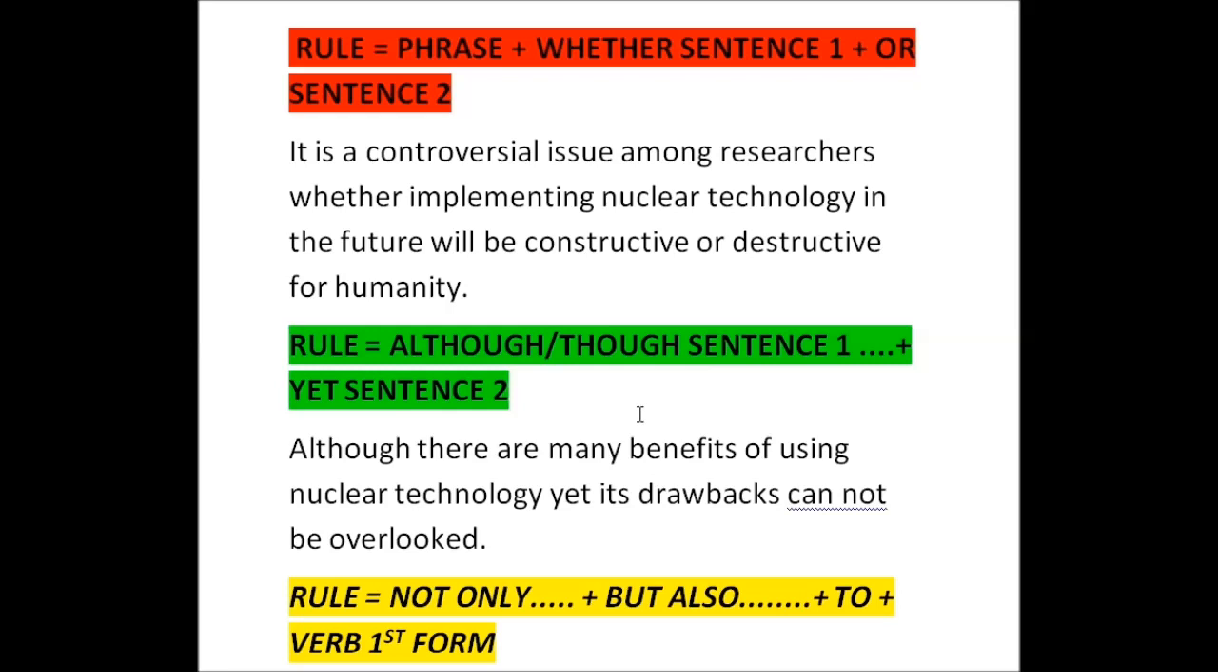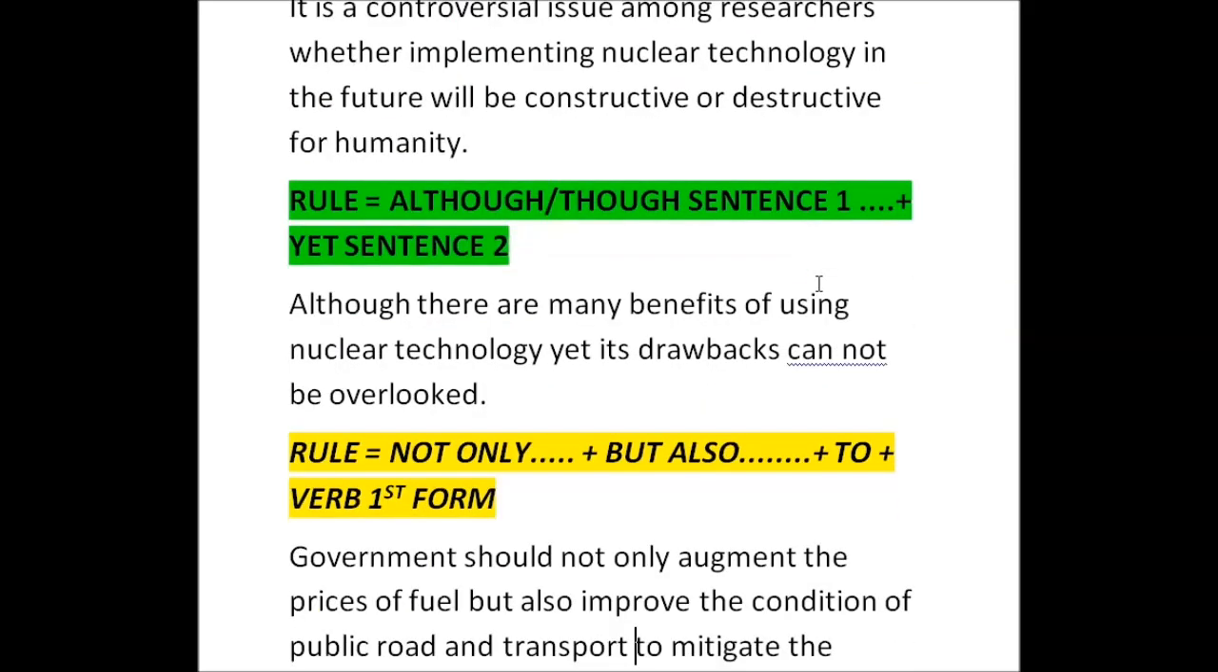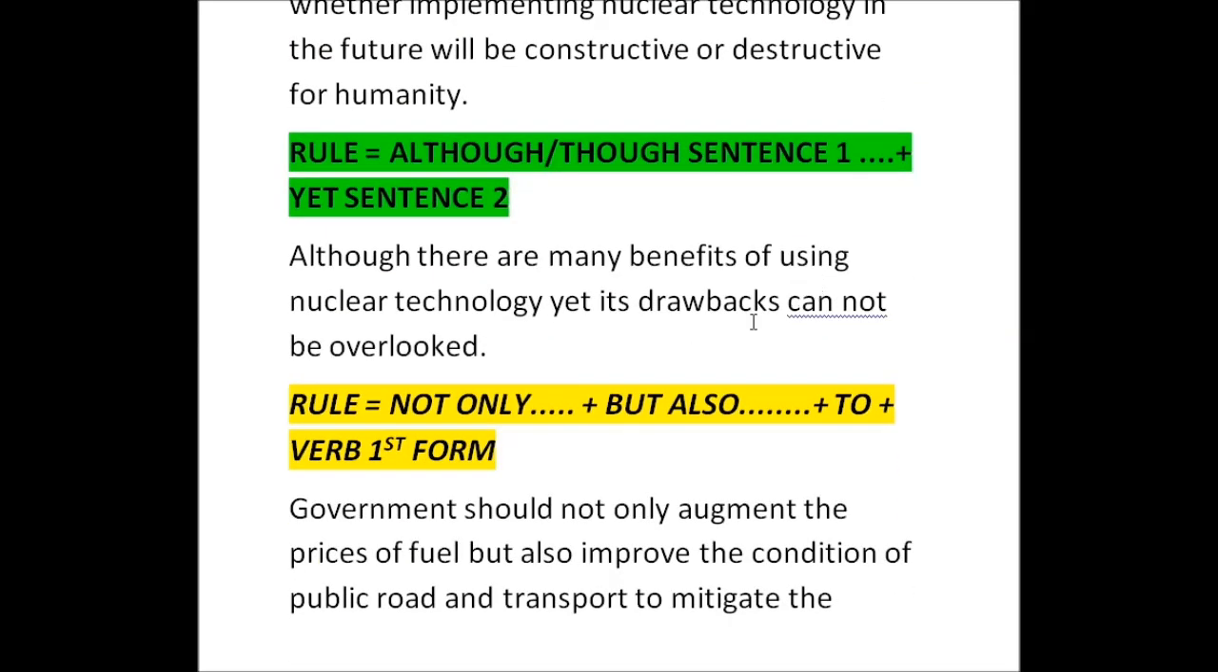Okay, it is also used to separate sentence 1 and sentence 2. Sentence 1, like there are many benefits of using nuclear technology. Sentence 2, its drawbacks cannot be overlooked. So we combine both these sentences by using although and yet. Again I repeat, you can use although and yet to rephrase your introduction when they ask describe the advantages and disadvantages. Now the third, how to use not only and but also.